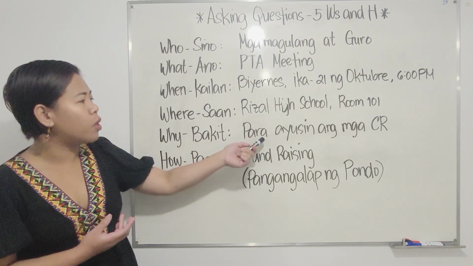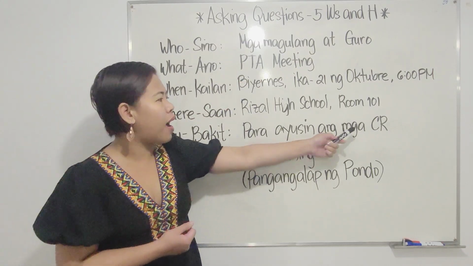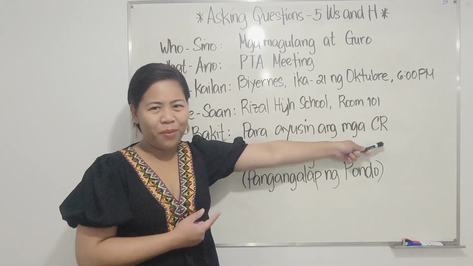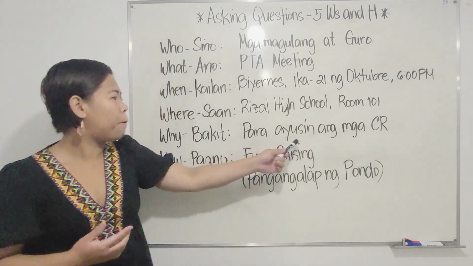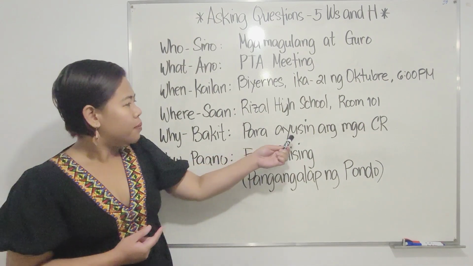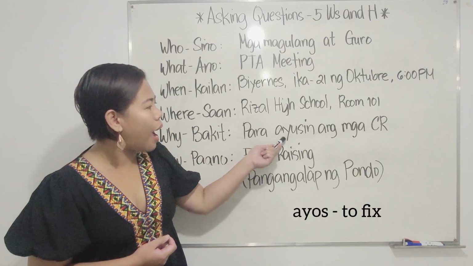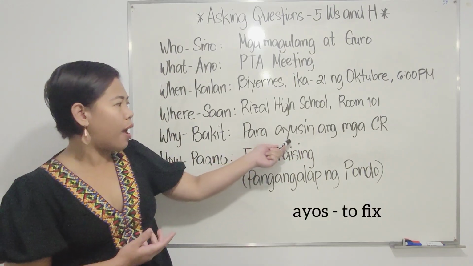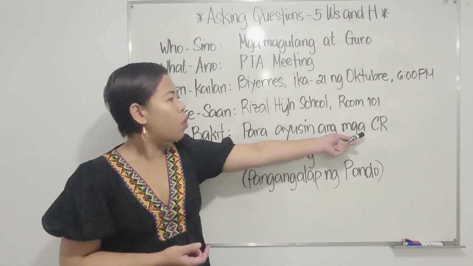What is it about? What are we going to do? Why do we have a meeting? Para ayusin ang mga CR. CR from the previous lessons? Washrooms, right? So, para, for, or so that. Ayusin is to fix. Ayusin, from the word ayos, to fix it. Ayusin. They're planning to fix the washrooms.